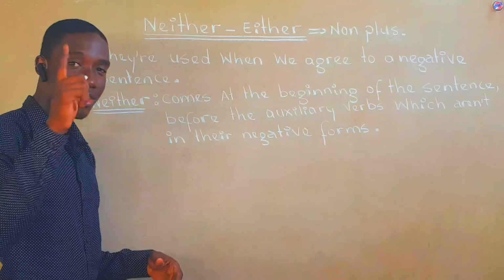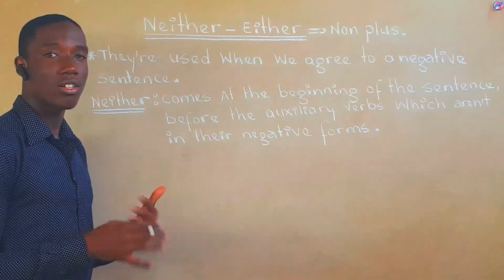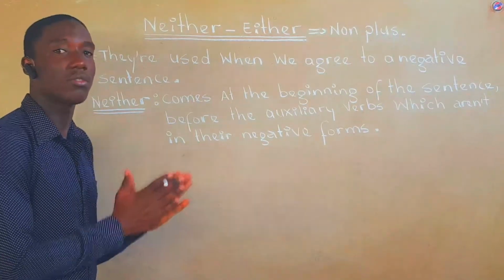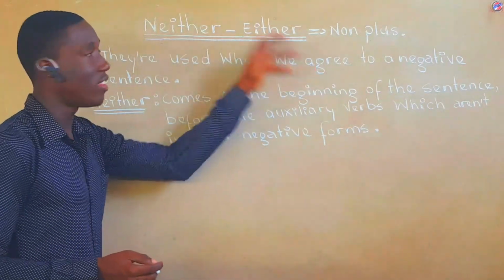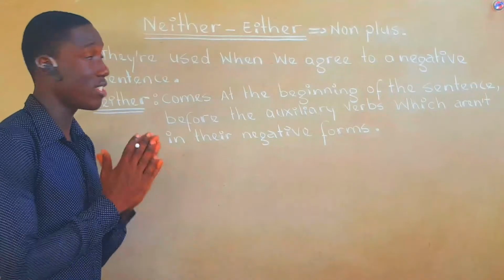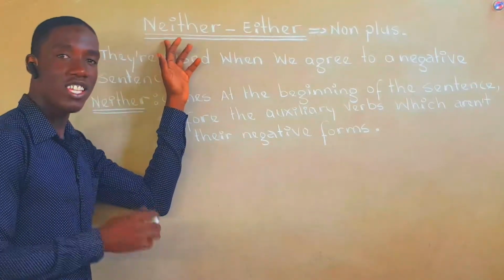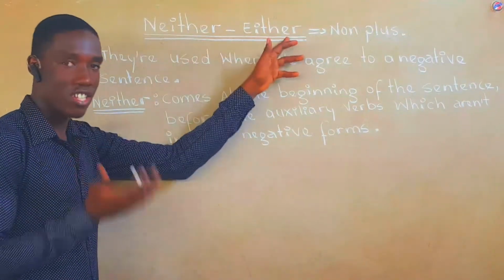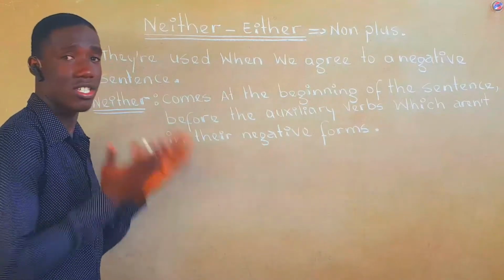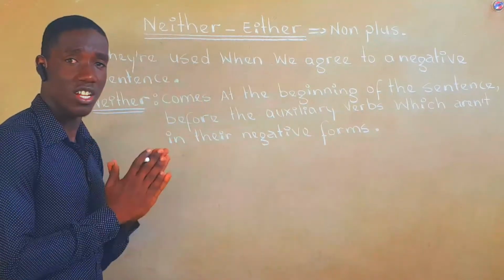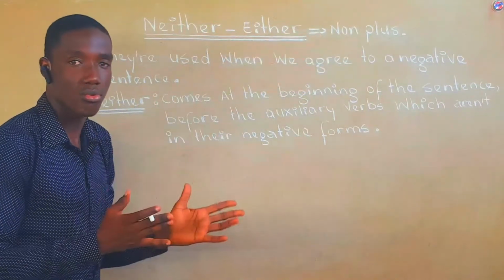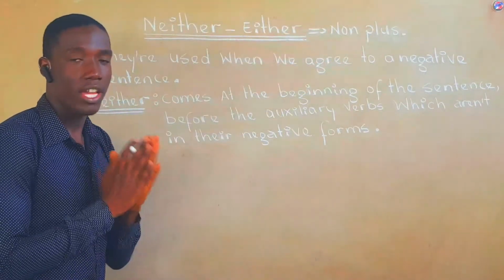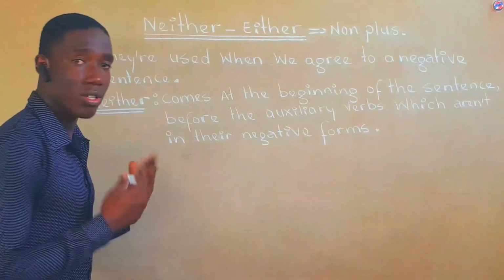As I said previously, today you are going to learn about these two words, neither and either. These two words are pronounced as neither and either. What does this mean? These two words mean non plus in French. Now, let's get started.